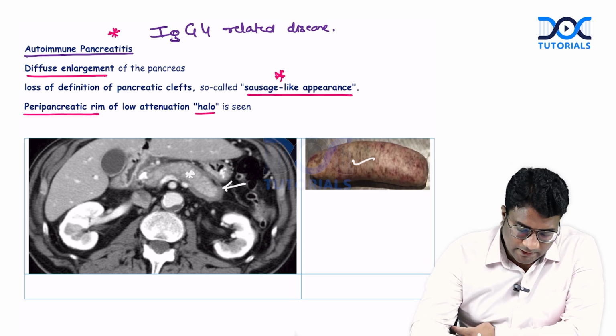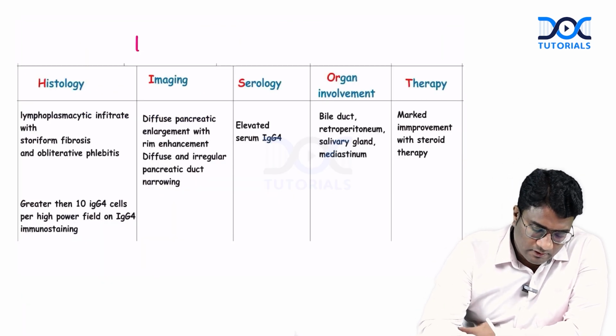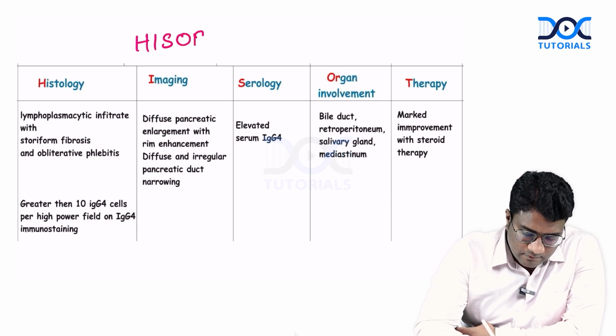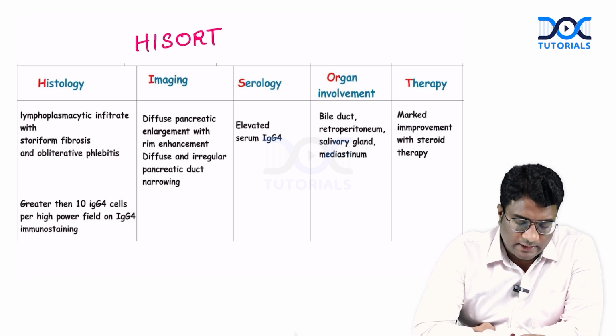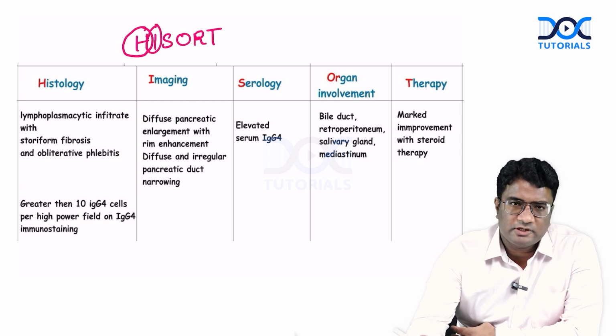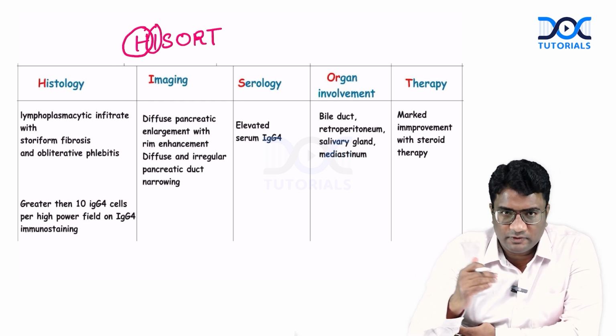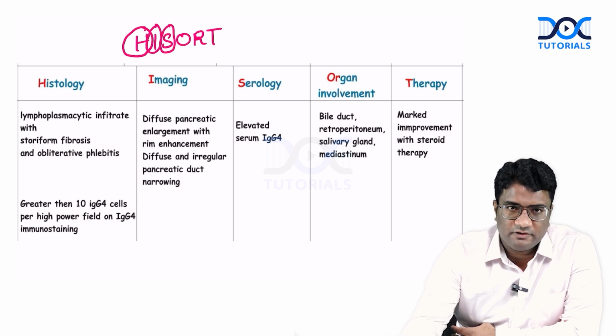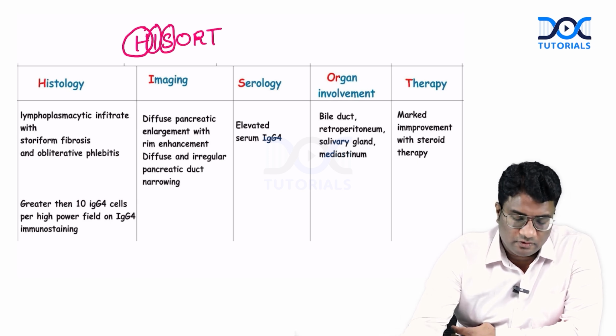And we have a criteria for this. This is called the HISORt criteria. Now, what is this criteria? There is histology that shows lymphoplasmacytes. There is imaging that shows the sausage-shaped pancreas, diffusely enlarged with a rim around it. The serology shows the presence of elevated IgG4.